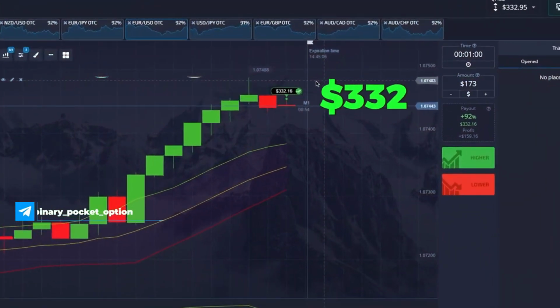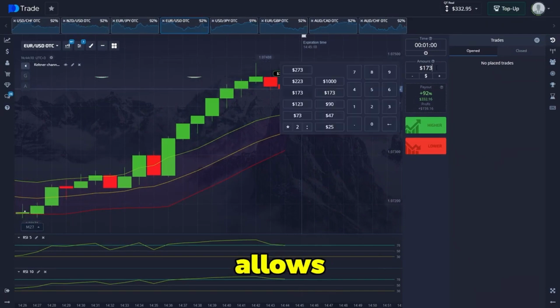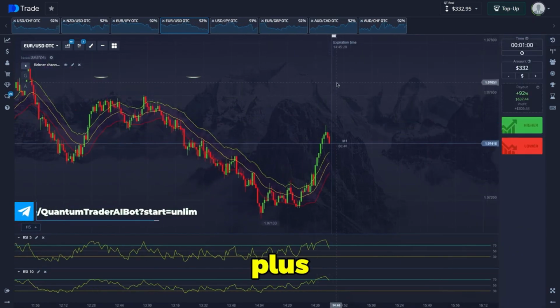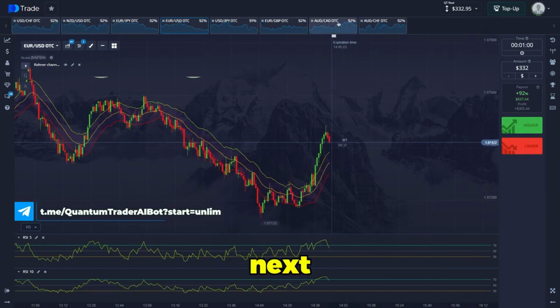And our next deal closes in A+. As you can see, this strategy allows you to open deals even in such a place and at such a level. In general, to accurately close deals in A+, let's continue trading and select the next currency pair.